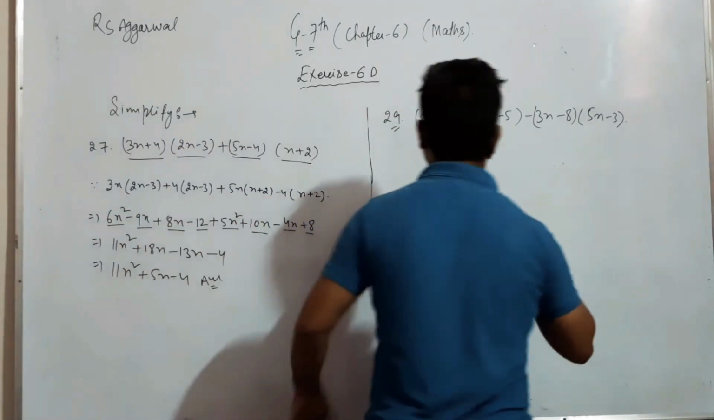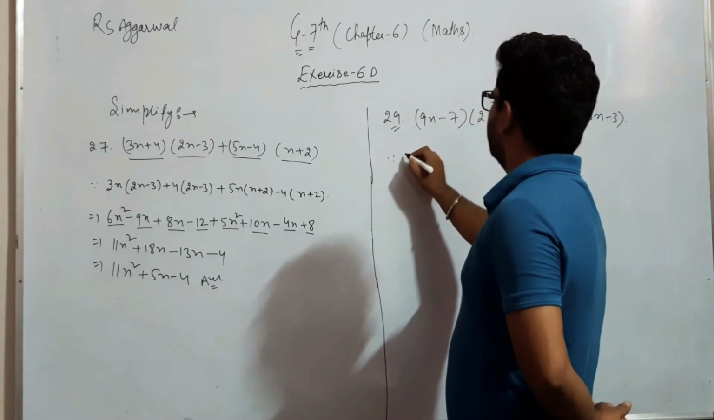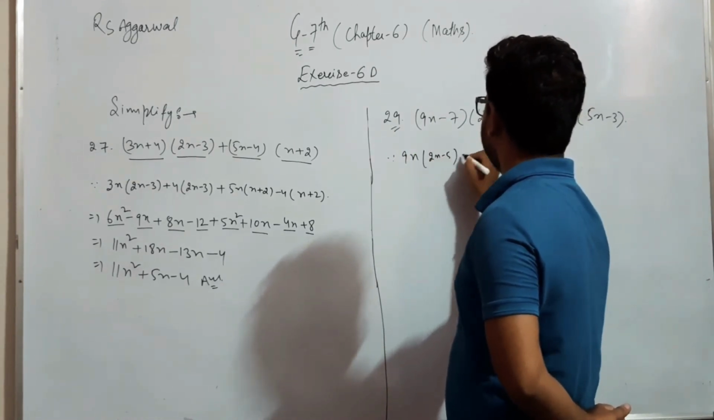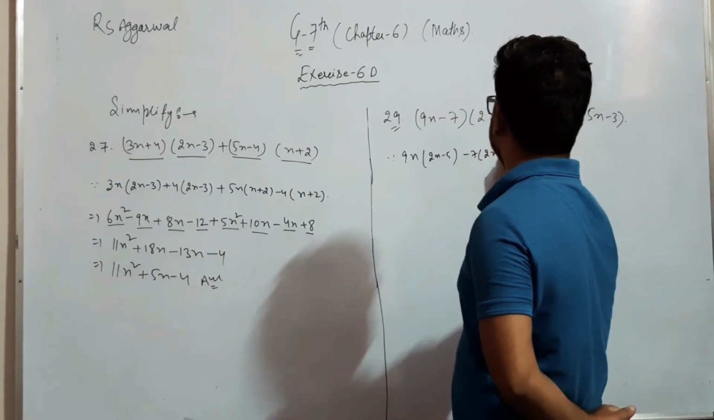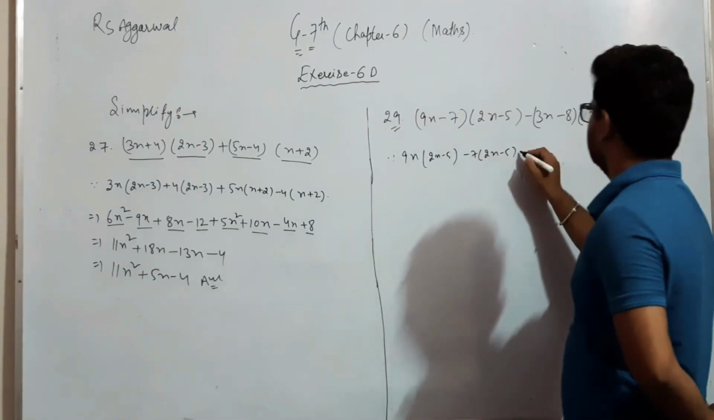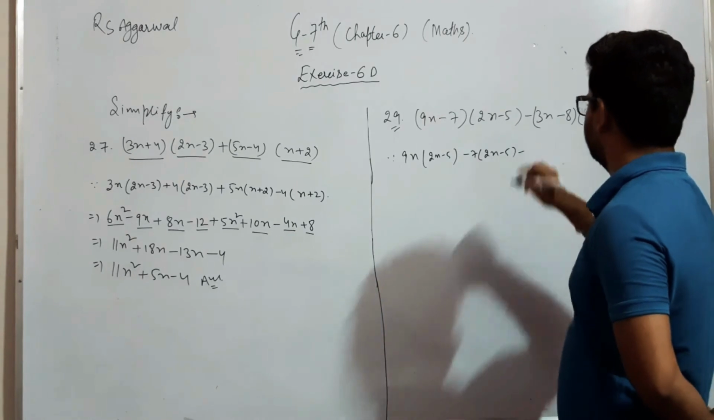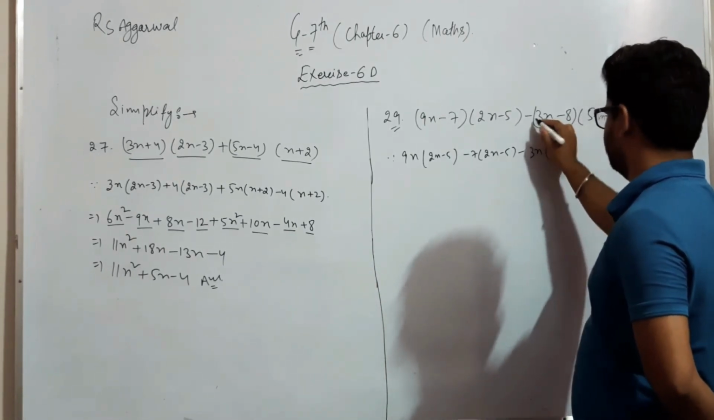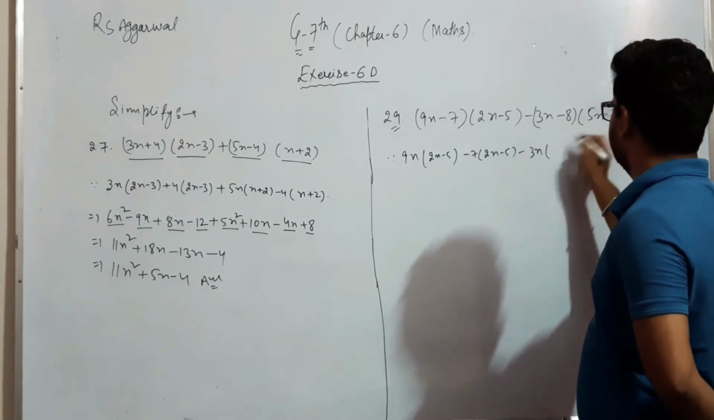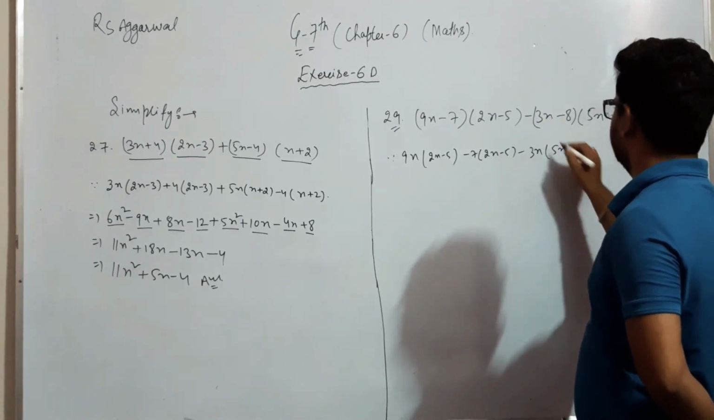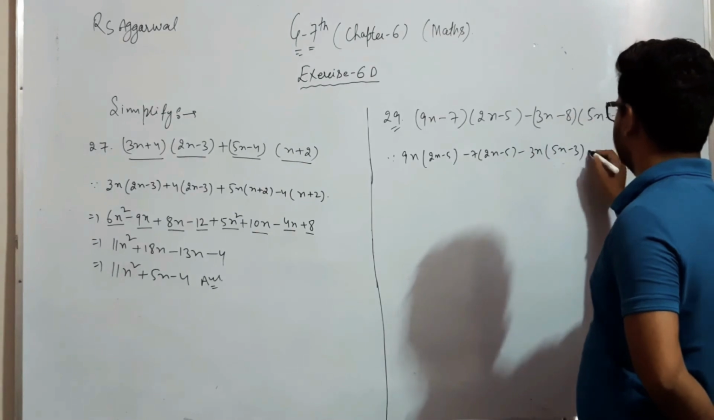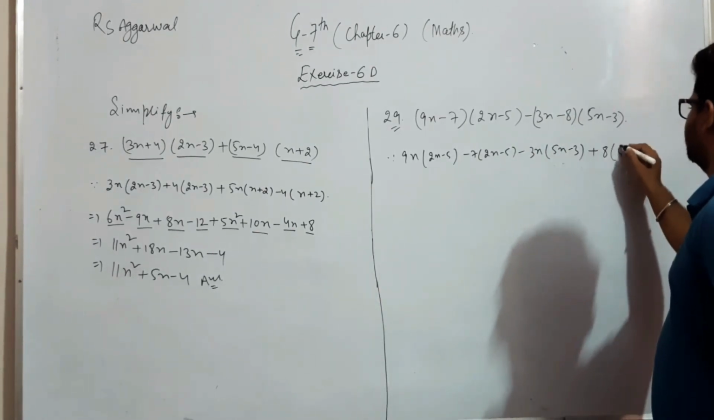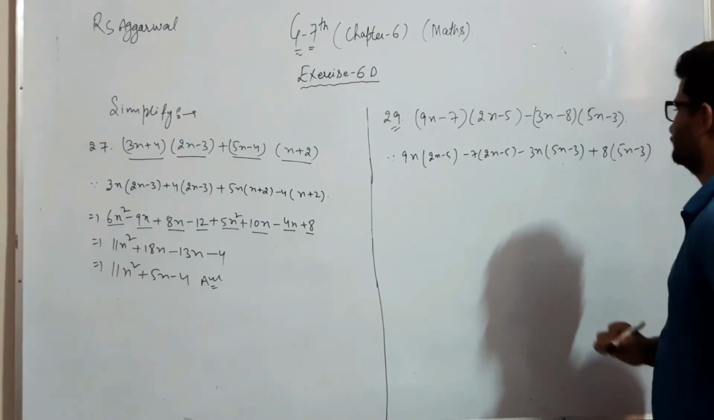Next we are doing question number 29. See, here 9x is multiplied with the whole of 2x minus 5, then minus 7 is multiplied with 2x minus 5, then the minus sign here, then with 3x multiplied, this plus minus minus sign, take 5x minus 3, then minus minus is plus, the sign will be plus, okay, then 8, then 5x minus 3 is multiplied with 8.